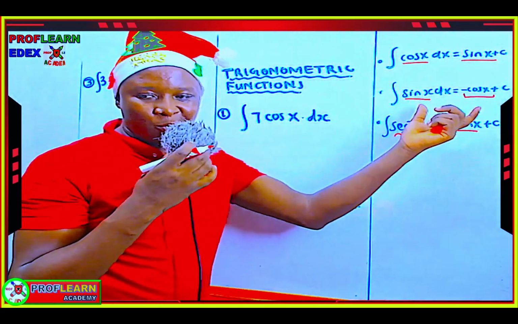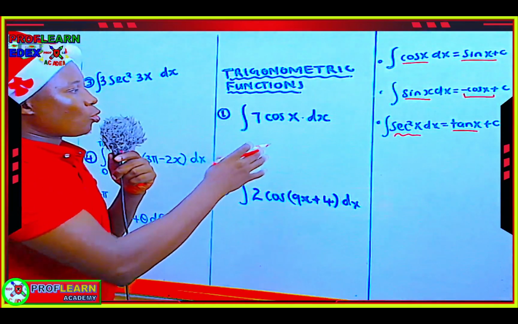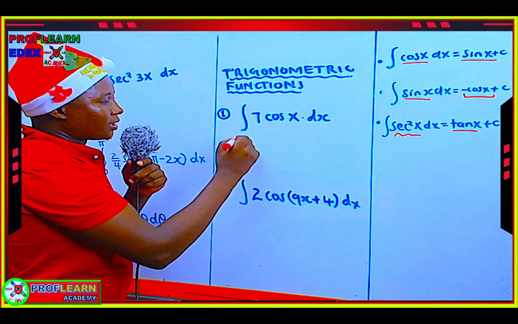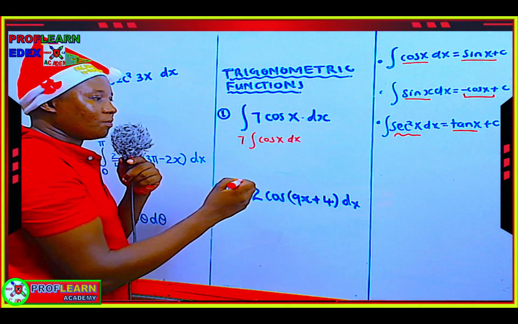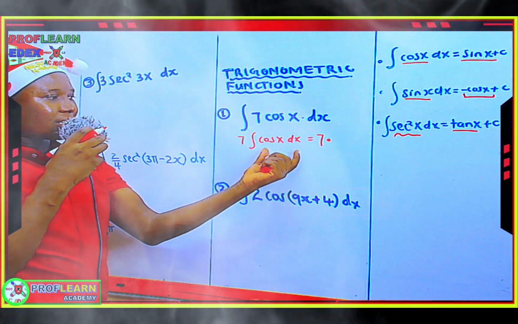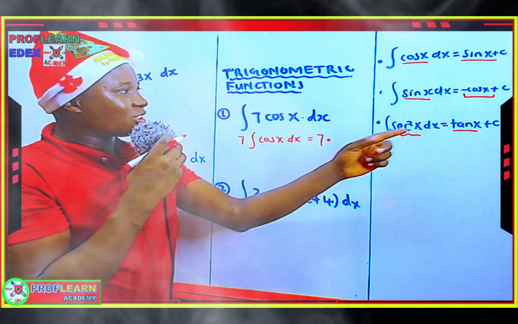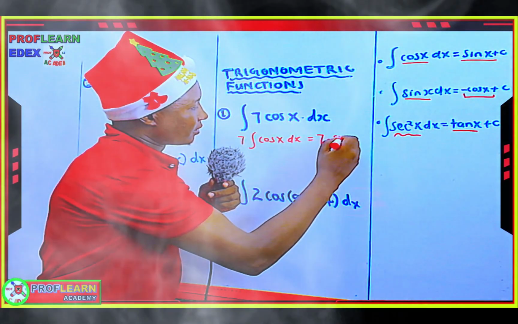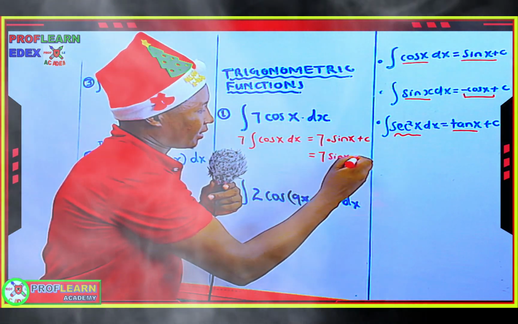So we're going to see how you use these basic trigonometric tips in order to work out an equation like this. Having a constant here, we can take it out. We remain with integrating cos x with respect to x, and this is going to be 7 times. What is the integration of cos x? The integration of cos x is sine x. So this is going to be sine x plus c. So our final answer becomes 7 sine x plus c.